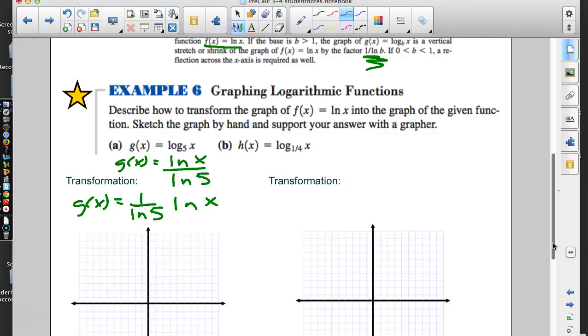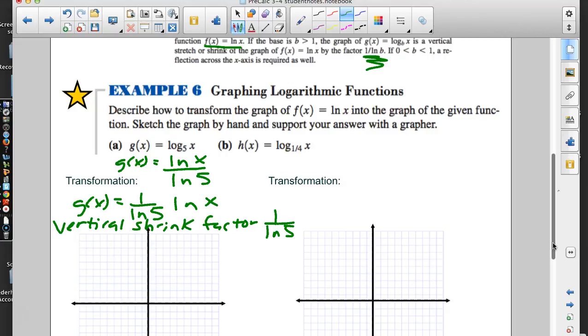And they want me to describe what that's going to do. Well, e to the something is 5. That's going to be a positive number. So 1 over a positive number, that's going to be a fraction between 0 and 1. This is going to be a vertical shrink factor 1 over natural log of 5.